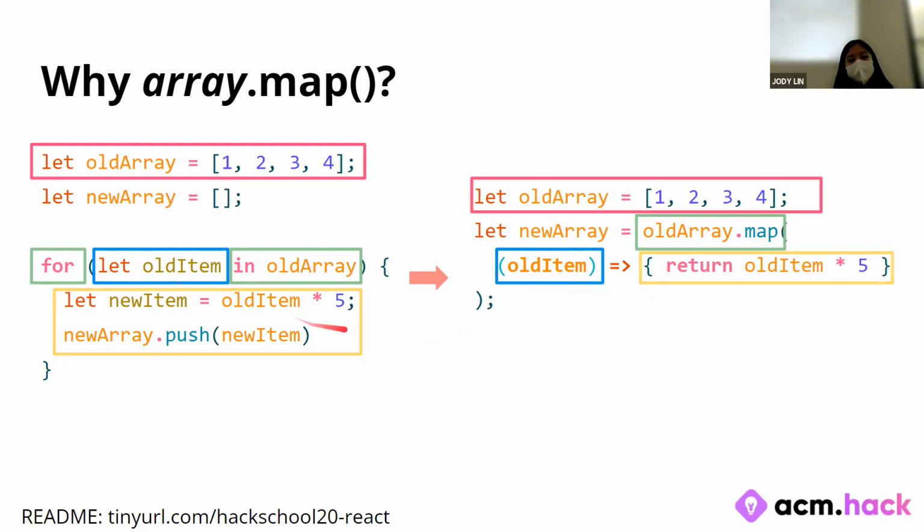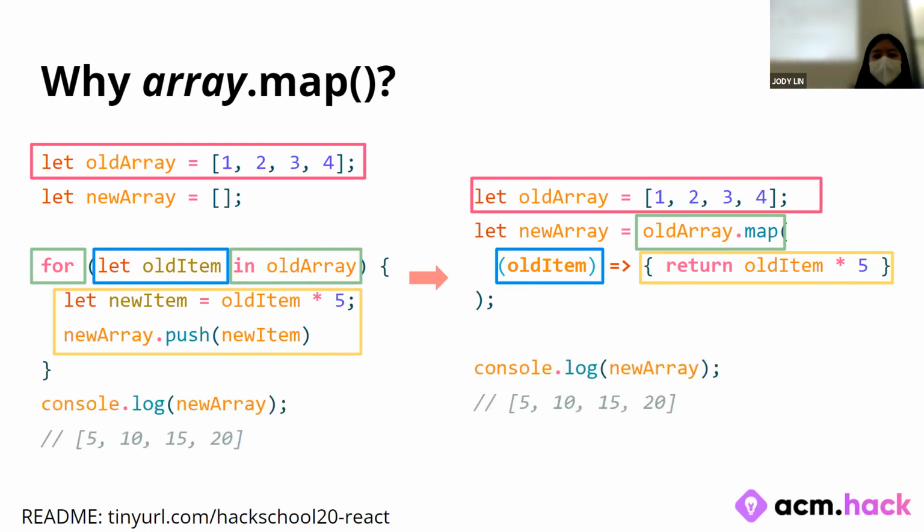And then we have the loop body. The loop body here is kind of what we discussed before: you create an item, push it into the array. But here, all we have to do is return the new item we want in these curly brackets. So that's a side-by-side comparison of array.map to the for loop. Oh, and if we print out the array, we can see they're the same. So these do the same thing, it's just that one is less code.